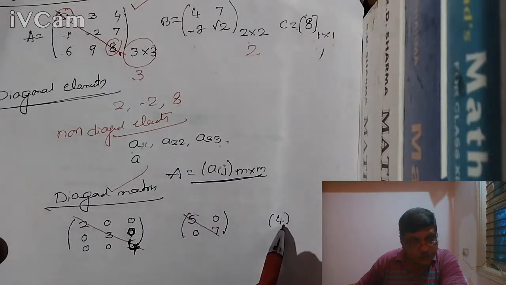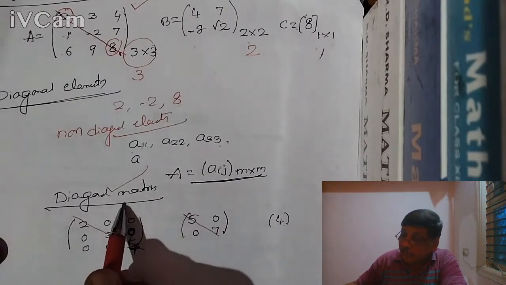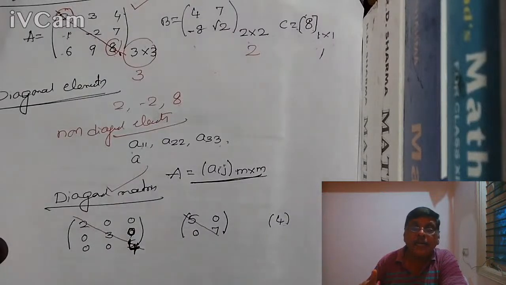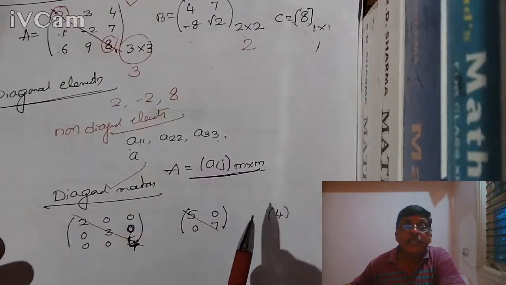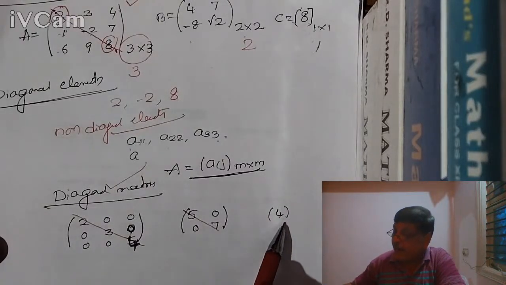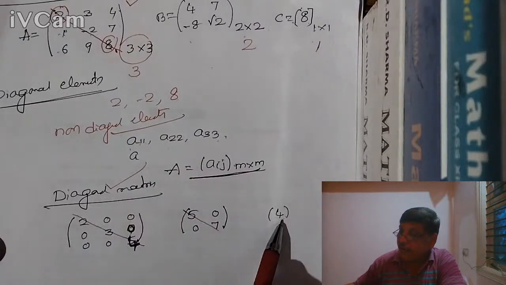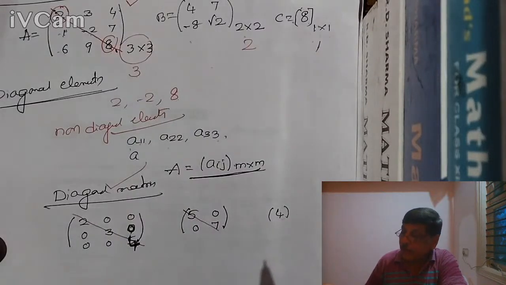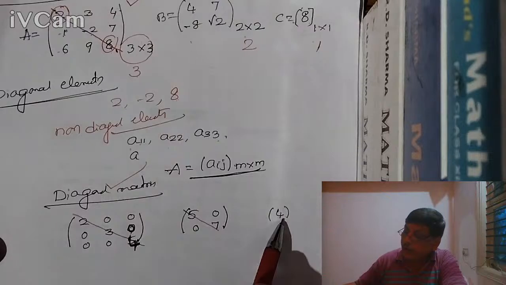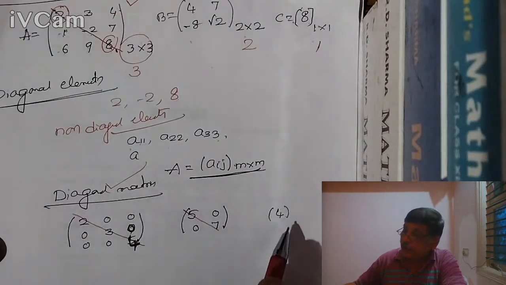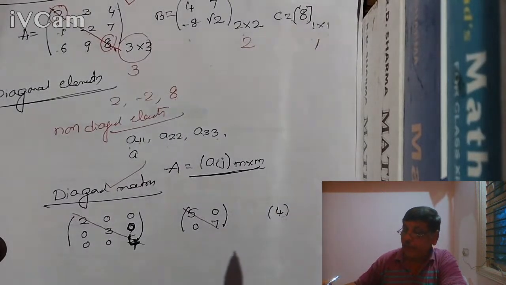Of course, this is a square matrix. The definition says that a square matrix is said to be a diagonal matrix if non-diagonal elements are zeros. Here non-diagonal elements are not available, which means you leave it. But here the diagonal element is 4. This is also an example of a diagonal matrix.